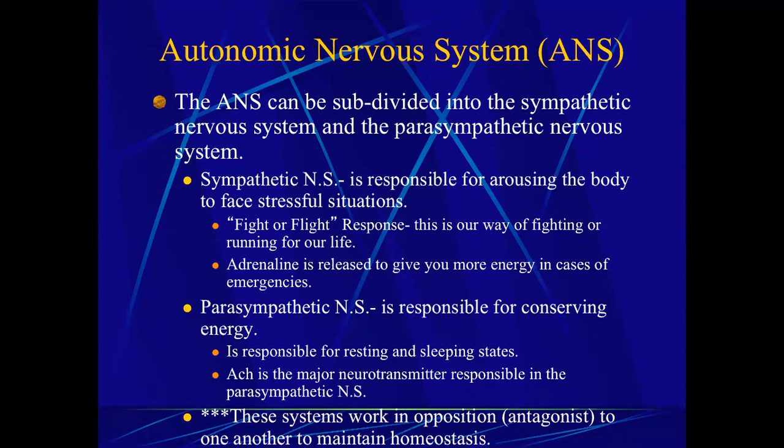What else happens? Anyone else? Fight mode. Well, yeah, it's called fight or flight, but what are some of the body reactions? Casey.